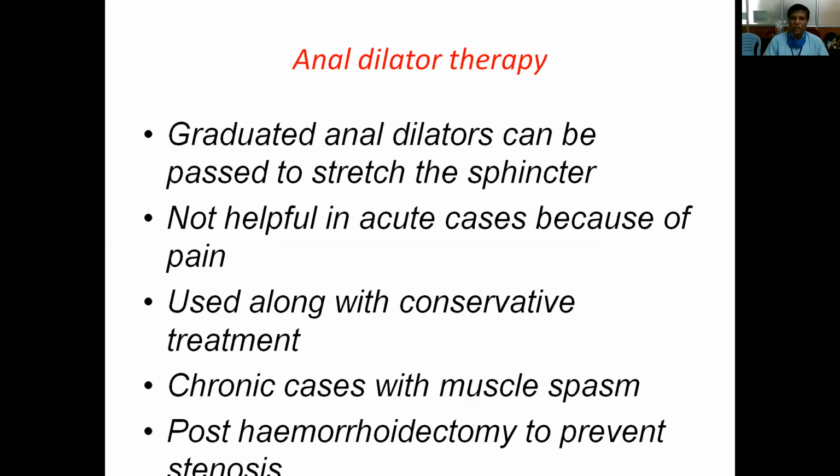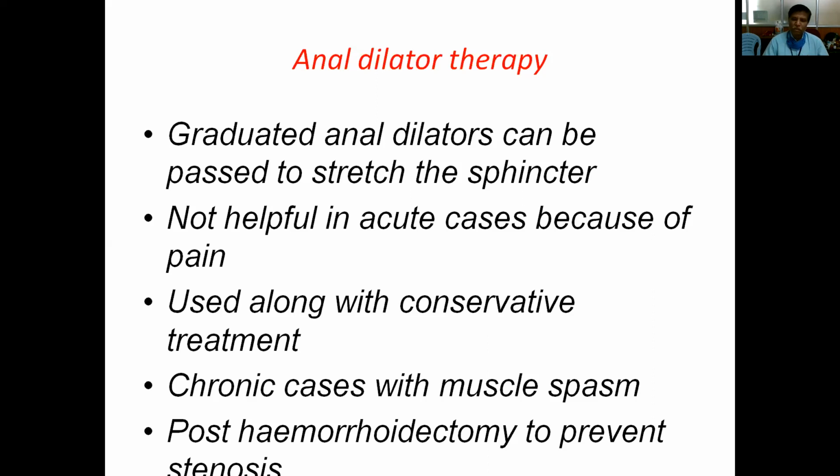Graduated anal dilators can be passed to stretch the sphincter. They are not helpful in acute cases because of pain. Acute fissure you should not advise. In acute cases, they will not allow even the digital examination, so you cannot pass the dilators. Wait for some time, then you can do. They are used along with the conservative management. The response is not good with only medicines. You can try the dilator therapy along with conservative management.